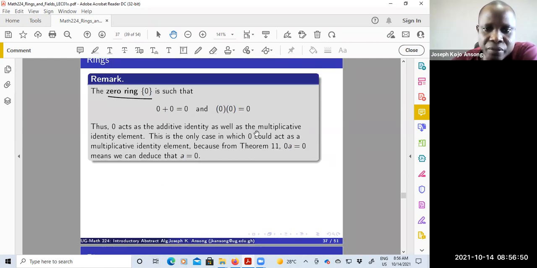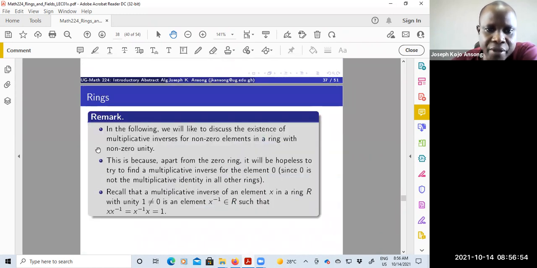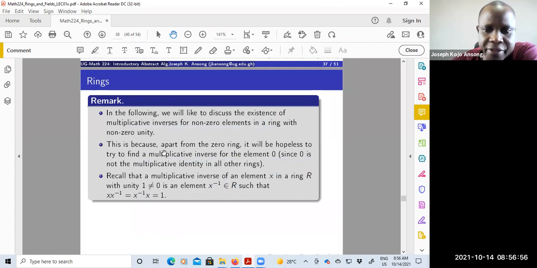This is only true for the zero ring. So this is what I just explained. We're going to discuss the existence of multiplicative inverses for non-zero elements in a ring. So if you have non-zero elements, we want to know whether those elements have multiplicative inverses or non-zero unity and all of that. Okay, good.